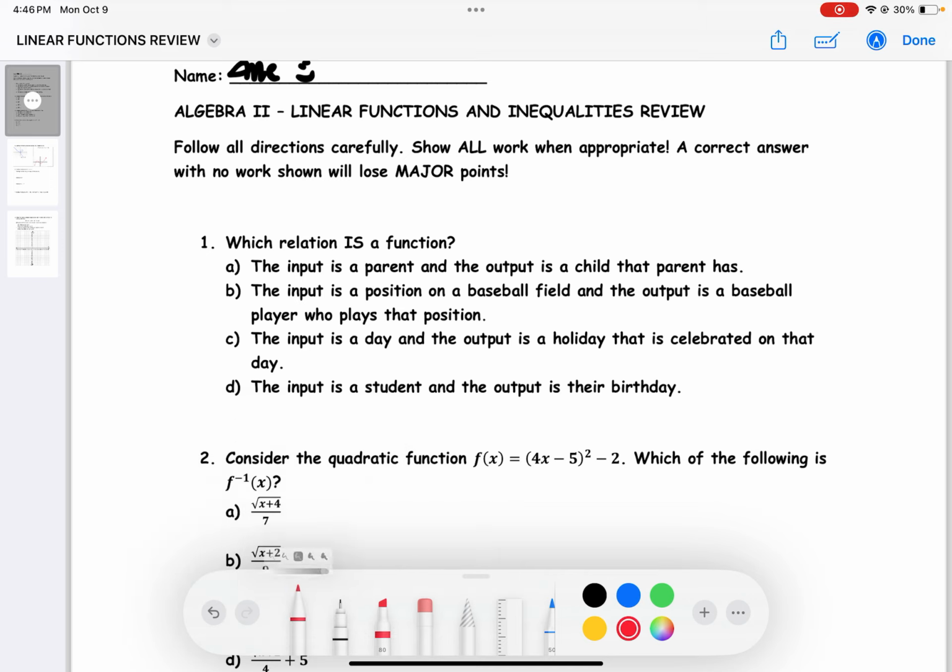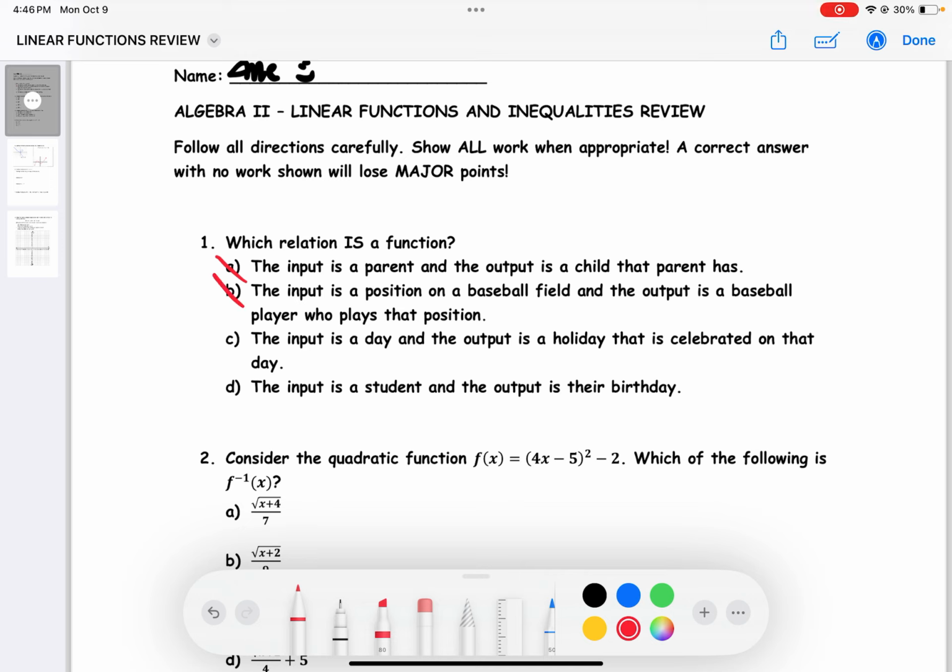So for example, we know for certain that it cannot be A, because if I input a parent, there's a chance that parent has more than one child, right? So if the input is my mother, then the output could be me. The output could also be several of my brothers, right? So there's more than one output for every input.